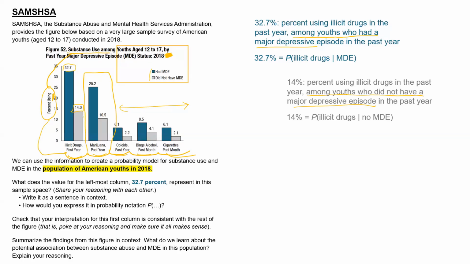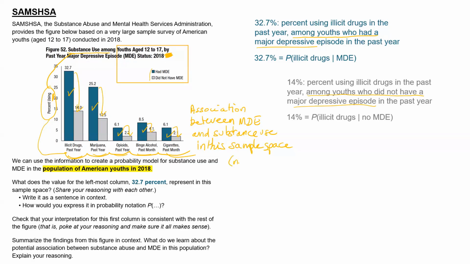Also, most obviously, when comparing youth with an MDE and youth without an MDE, so the blue and the gray columns, we see that for every type of substance examined, the blue column is taller than the corresponding gray column. So that tells us that the probability of using each of those substances is higher among those with an MDE than among those without an MDE. So that tells us there is a clear pattern of association between MDE status and substance use among youth in the US in 2018. Can we conclude that it's a cause and effect?